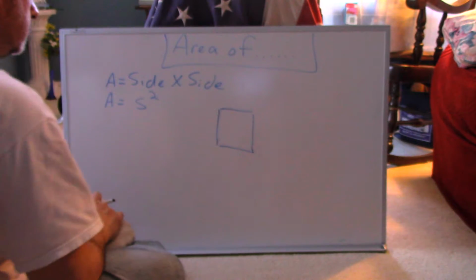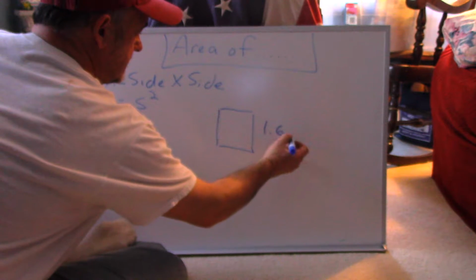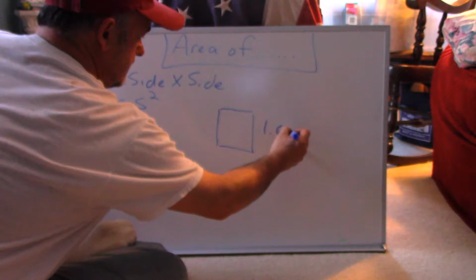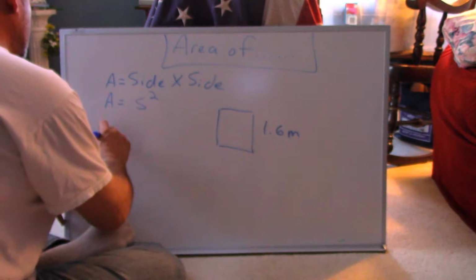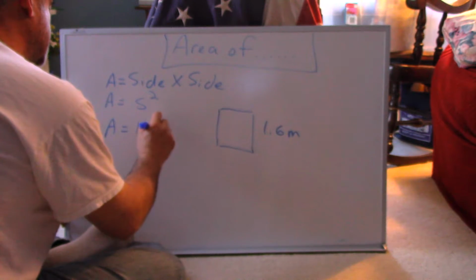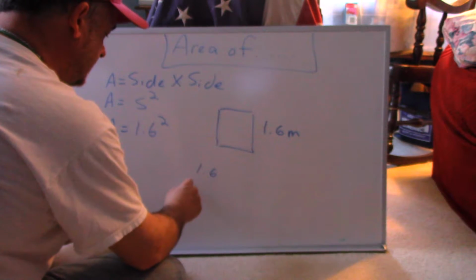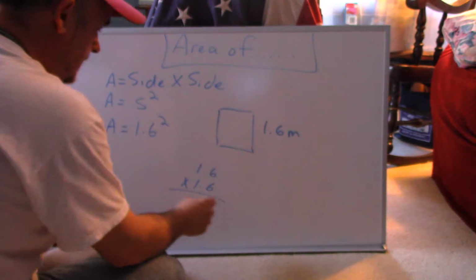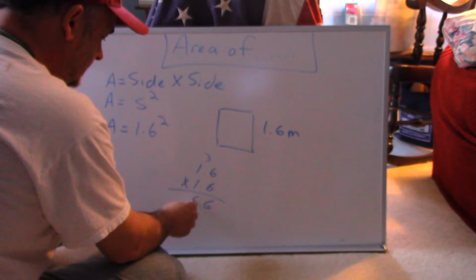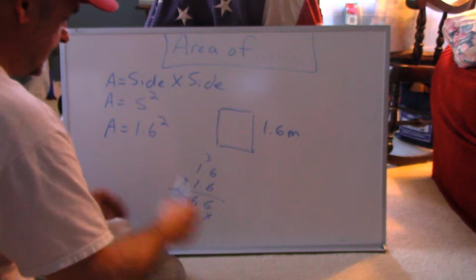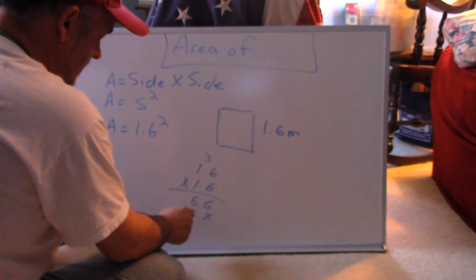What if I were to do, let's say it was 1.6, I don't know, meters. Let's say that square, one side was 1.6 meters. Then you would do area equals 1.6 squared. Let's multiply it, by the way, which I have to do a video on that. 6 times 6 is 36. 6 times 1 is 6. I put an X to hold the space. Let me see, 1 times 6 is 6. 1 times 1 is 1.